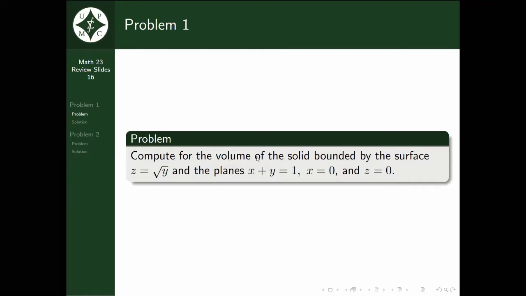Compute for the volume of the solid bounded by the surface z is equal to the square root of y, and the planes x plus y equals 1, x equals 0, and z equals 0. I'm going to give you guys some time to pause and think about how to solve this problem, or maybe even solve it for yourselves. So let's get into the solution.